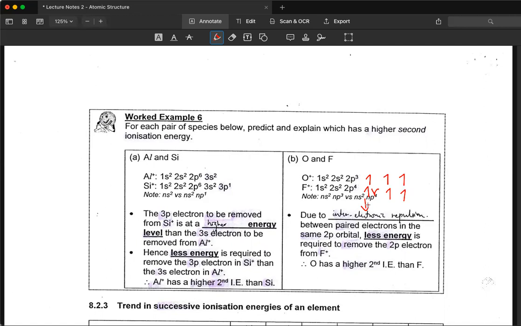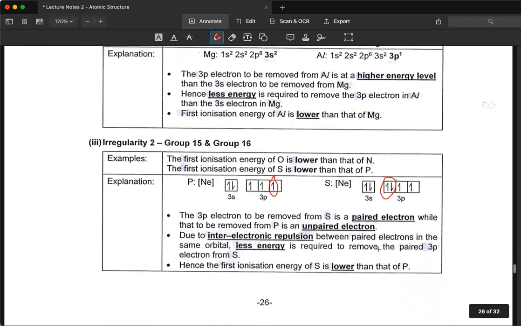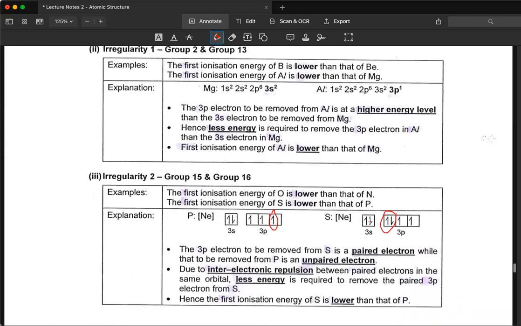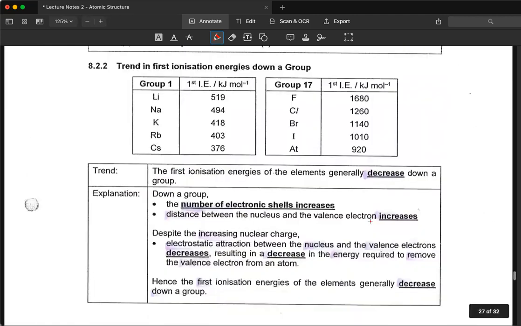So actually, there is a certain standard answer. For cation or metal, it has to do with energy level, or sometimes with inter-electronic repulsion. For anion, it could also be due to electronic repulsion or energy level. So if you look at the previous answer, it is very similar. Very similar.